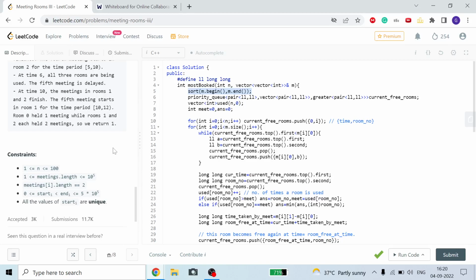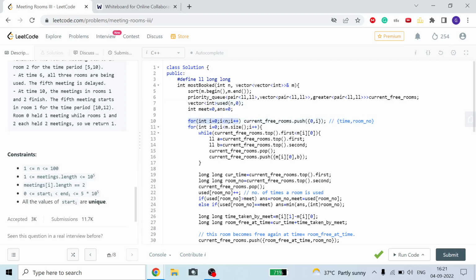Okay, it means the starting time of the next meeting should always be greater. Now I will take a heap of current free rooms, the free rooms provided to me at the current moment. Then I take use, meet, and answer. I already explained: meet is the count of meetings, answer is my answer, use is of size n, initialized with 0.